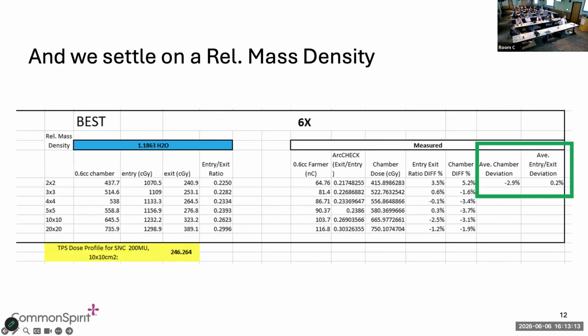And it turns out that for a 6x beam, it's the composition of water and the relative density of 1.18. But if you notice on the right-hand side, circled with a green square, the chamber is actually deviating 2.9%, which is similar to the first slide, where I had the chamber at 0.3, but the average entry-exit ratio was 3%, something like that. So this is actually the best case. This is what I would recommend.